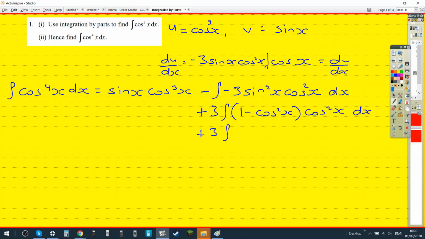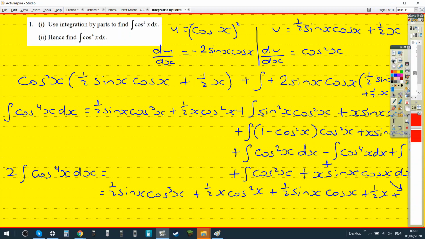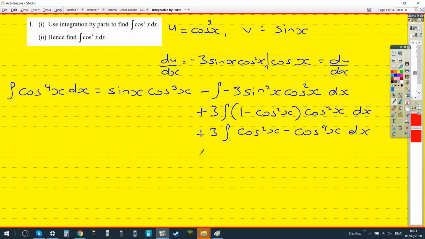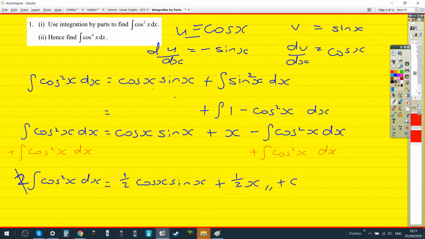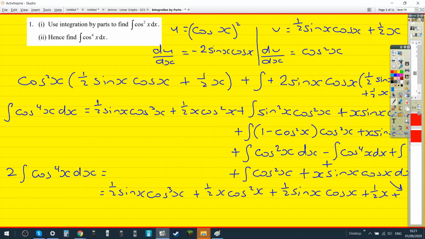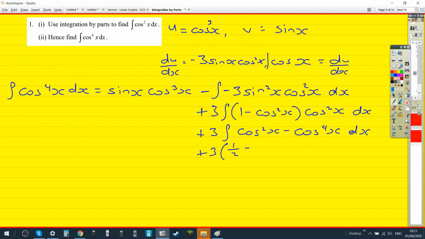So if you expand that, you would have cos squared x minus cos to the 4x. So then, the integral of cos squared x is half sine x cos x plus a half x, I think, if I'm remembering correctly. I thought you had it written down somewhere. Sine x cos x plus a half x, was it? Yeah.